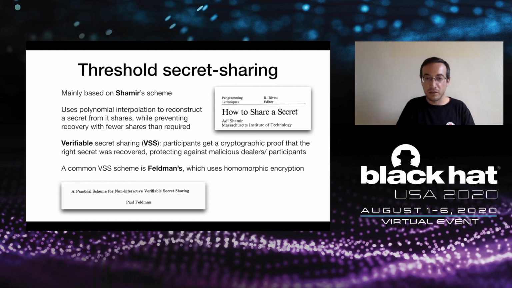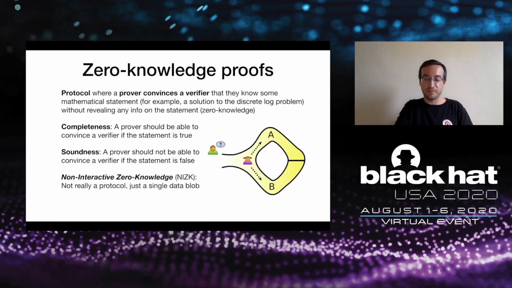One variant that is often used in TSS construction is verifiable secret sharing. So it's a small variant where the owners of the shares can verify when they reconstruct the secret that the correct secret has been reconstructed, and in particular that the other participants have used a valid share of the secret and not any random value. So a common VSS scheme is by Feldman, and it was designed, I think, in the late 80s, and it's actually based on homomorphic encryption.